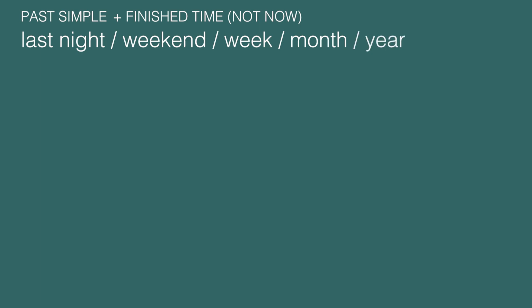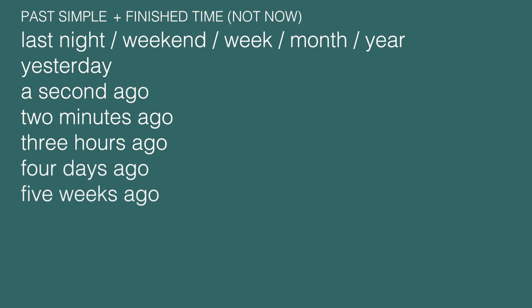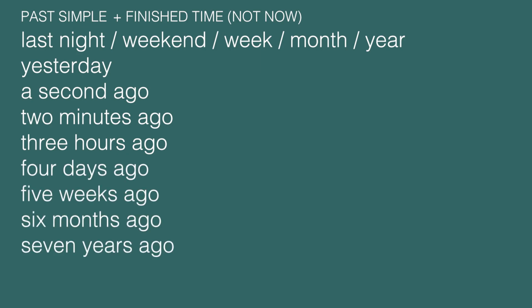With the past simple, we love to specify when the action happened. Whereas the present perfect simple time is still in progress, the time with past simple is finished. The magic word for the past simple is last. Last night, last weekend, last week, last month, and last year. We can also use other times, like yesterday, a second ago, 2 minutes ago, 3 hours ago, 4 days ago, 5 weeks ago, 6 months ago, 7 years ago.